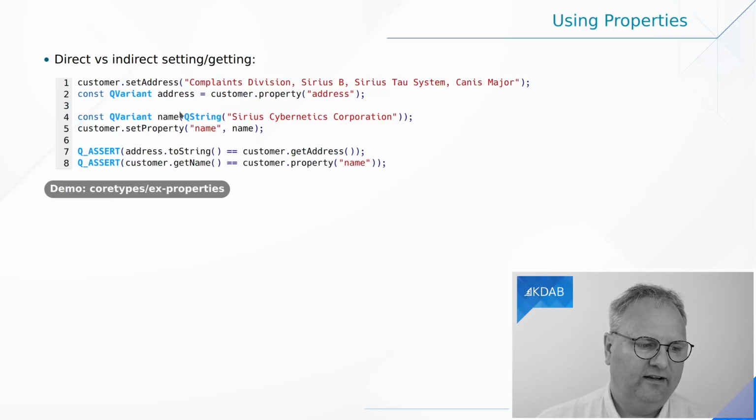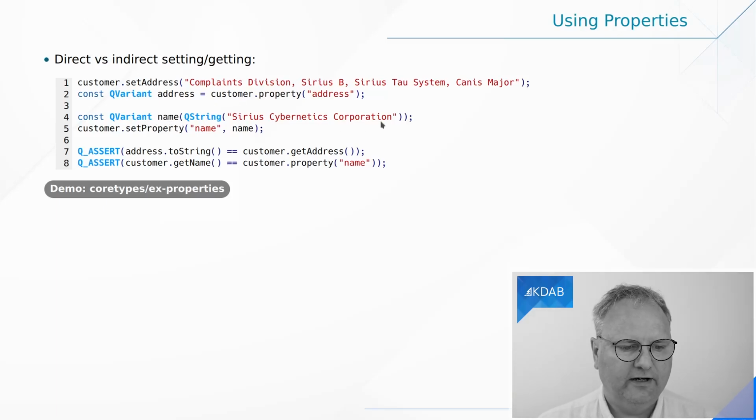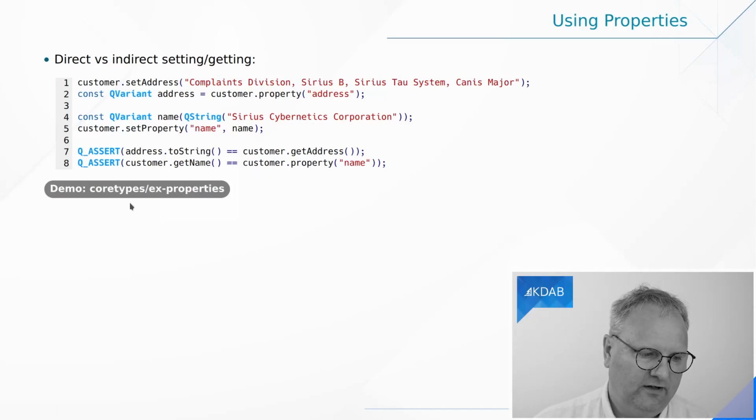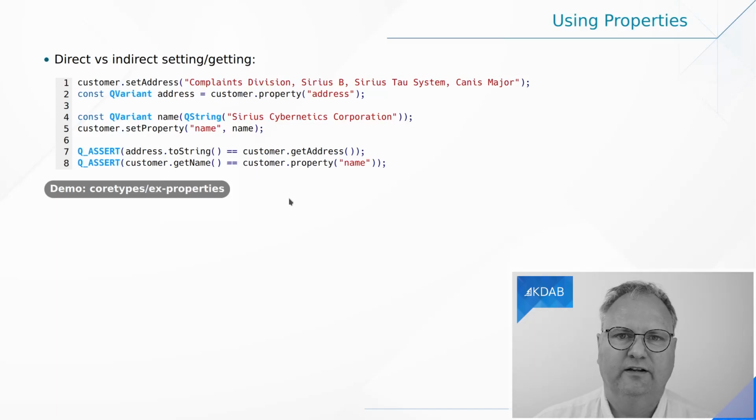I can also go and create a QVariant here with something, and then set property name with this QVariant name that I have here. So that's how I can read and write properties. And of course, my asserts down here just tell me that, hey, yes, they are the same. And go and look at this example here if you really truly do not believe that this code works.